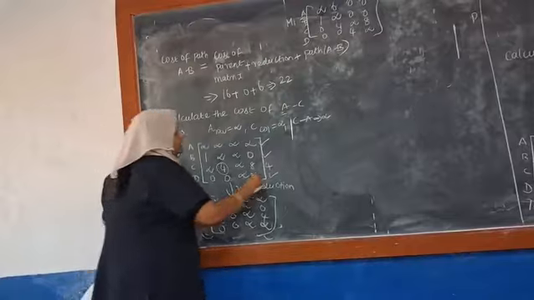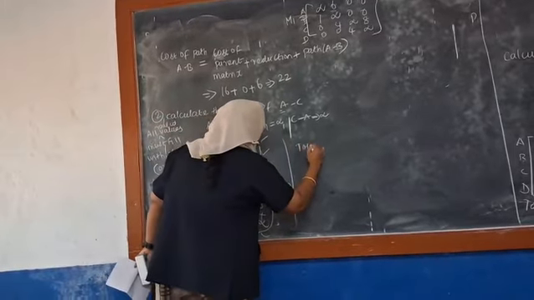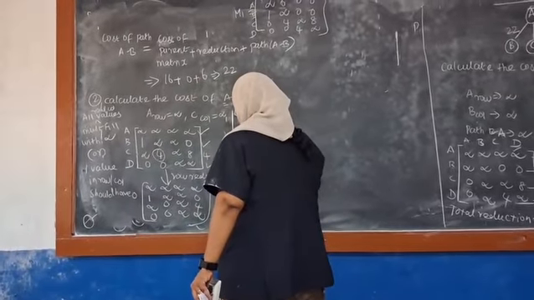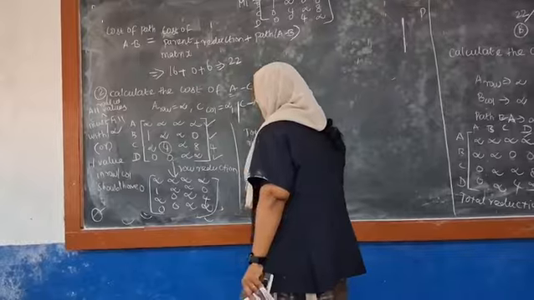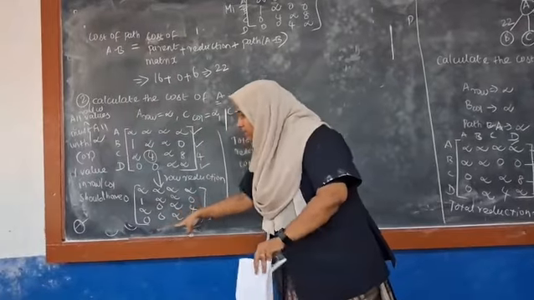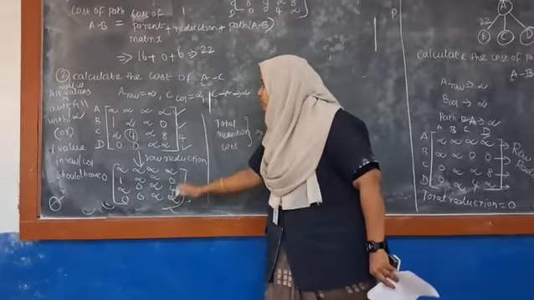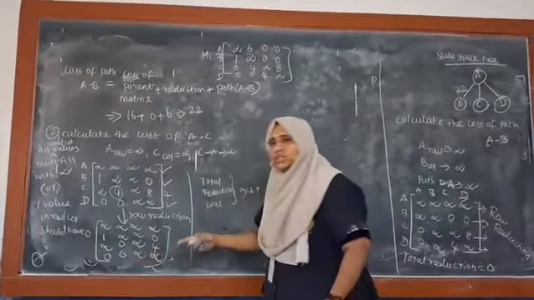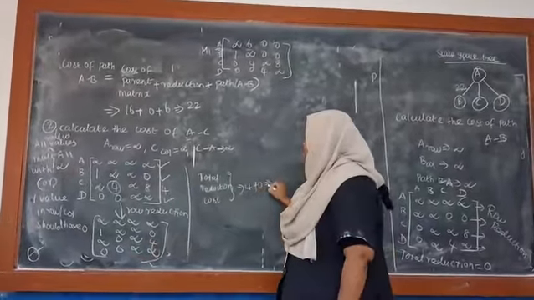So now you just find out the total reduction cost. How can you find out the total reduction cost? That is row reduction value plus column reduction value. So what is the row reduction value? That is 4. Do you have any column reduction? No. So 4 plus 0 is 4.